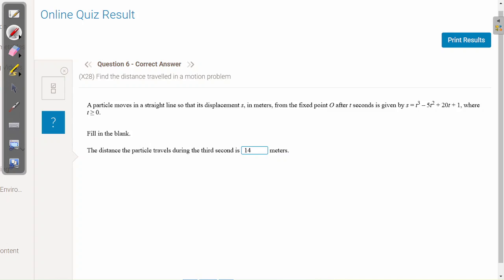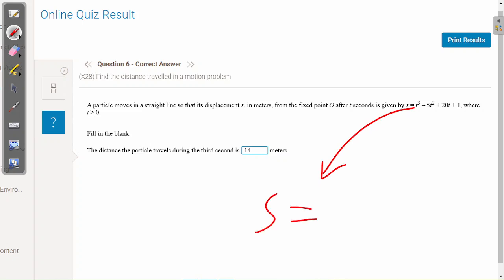To explain this, if you had a distance of 14 meters at 2 seconds, and then at 3 seconds you had a distance of 24, that means during the third second you increased by 10, which means the distance you traveled during that third second is 10, which is the difference between 3 and 2. So what we need to find is the position at the third second and the second second, and then subtract them. They give us a displacement equation, so you just substitute here.